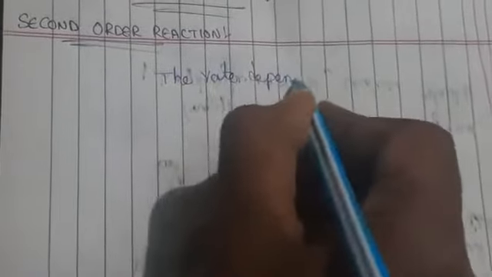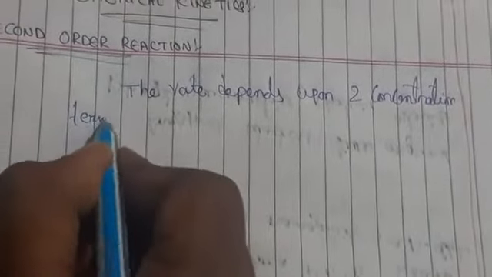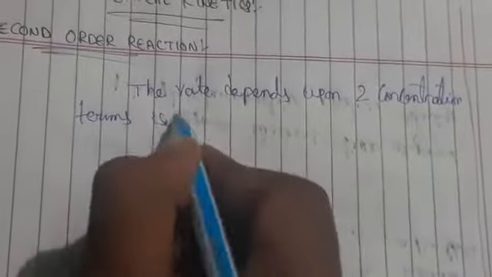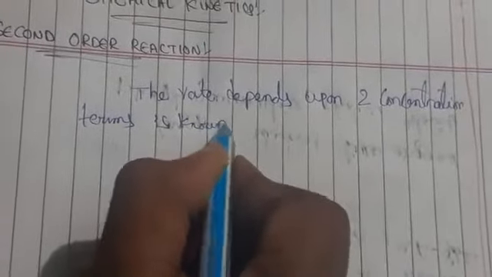The rate of a first order reaction depends upon one concentration term, and that we call first order. In the second order, what happens? The rate depends upon two concentration terms. The rate depends upon what here? Two concentration terms. We call it a second order reaction.